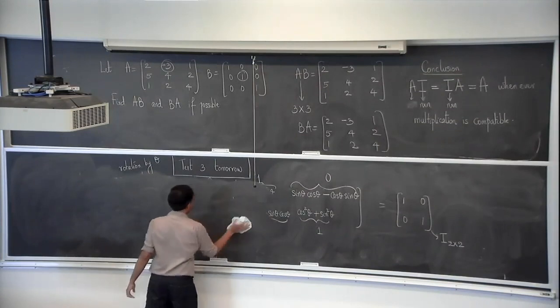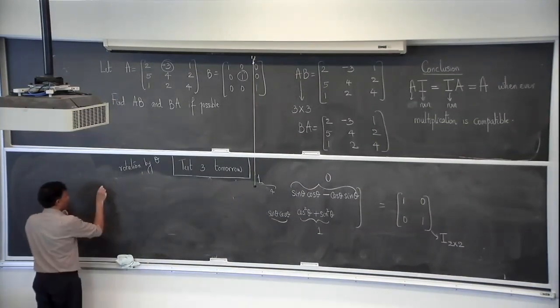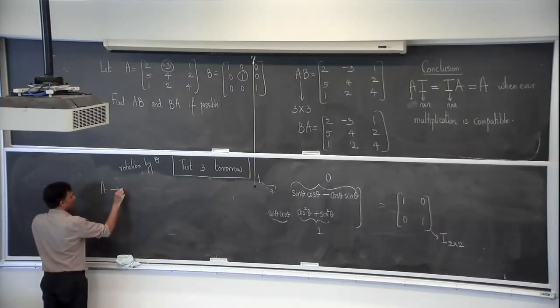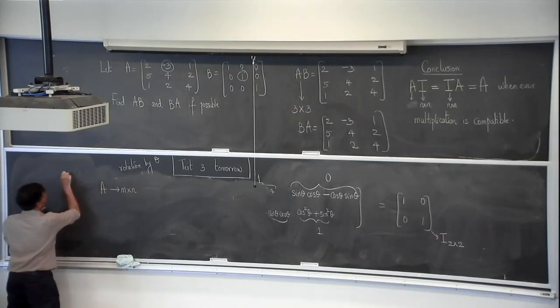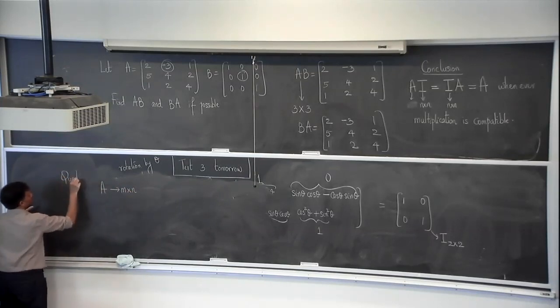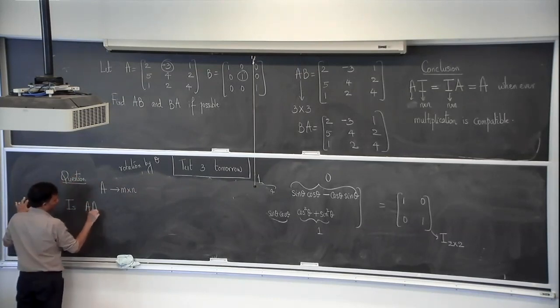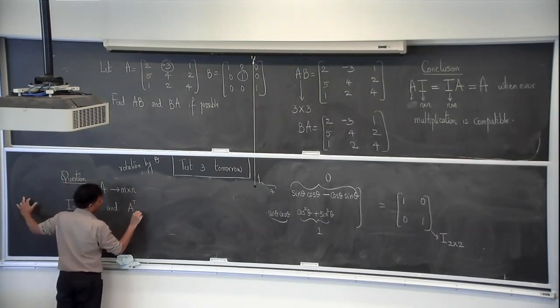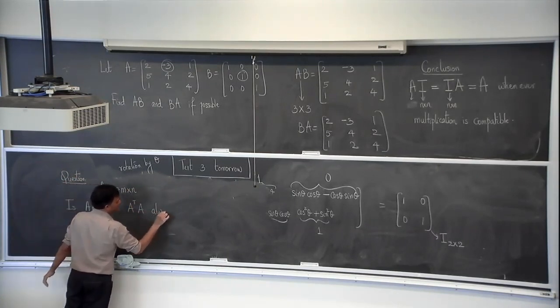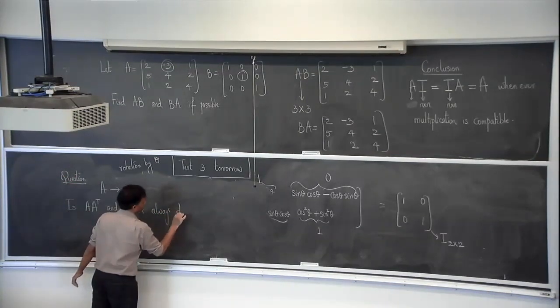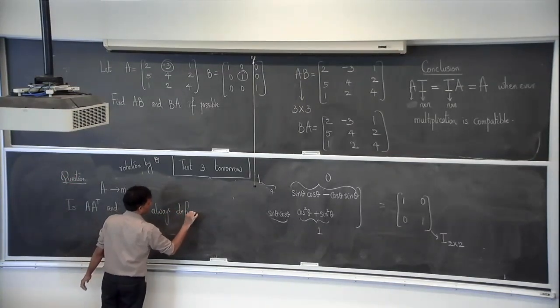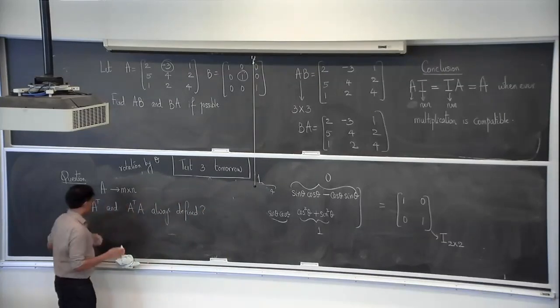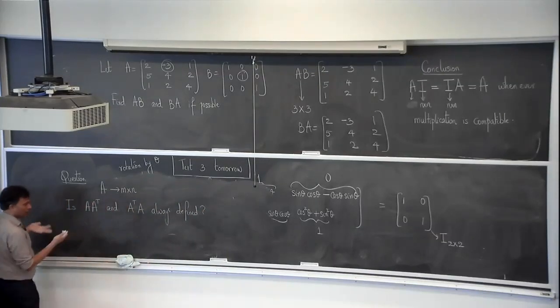My last question to you is this, from section 4.1. Suppose A is an m by n matrix. Question: are A transpose and A transpose A always defined? If one of these, or both of them, are defined, what will be the dimensions?